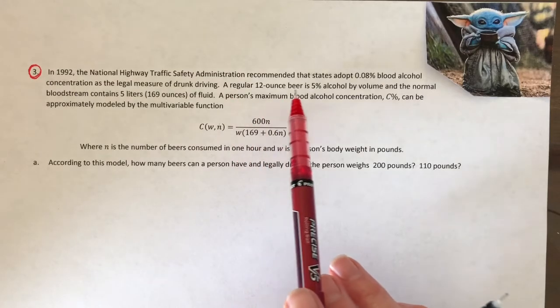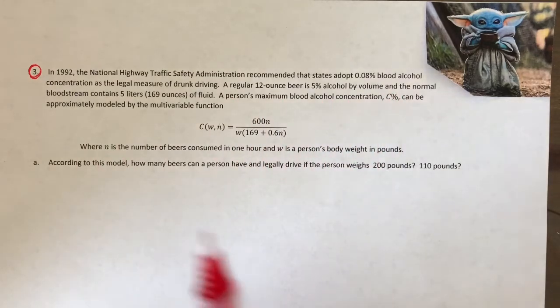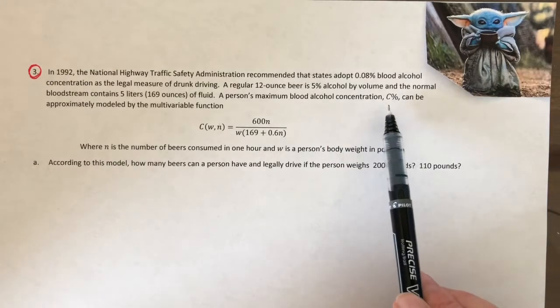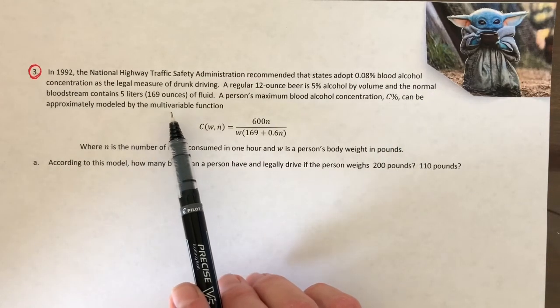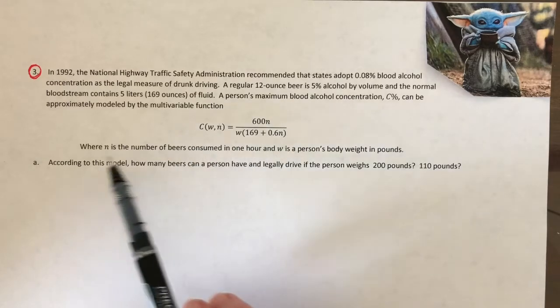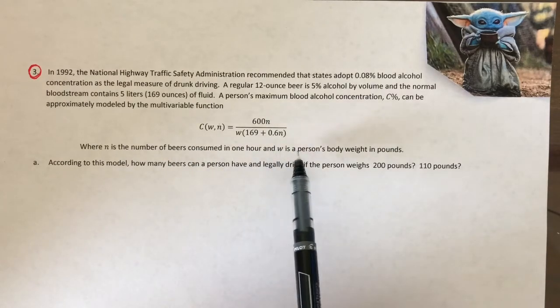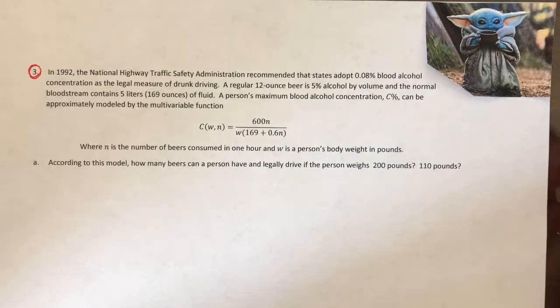A regular 12-ounce beer is 5% alcohol by volume, and the normal bloodstream contains 5 liters, 169 ounces of fluid. A person's maximum blood alcohol concentration, C%, can be approximately modeled by the multivariable function where N is the number of beers consumed in 1 hour and W is a person's body weight in pounds.